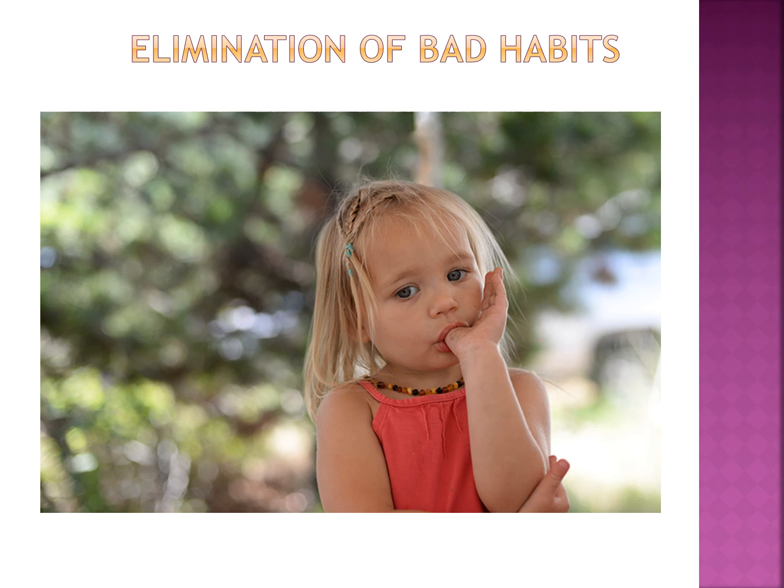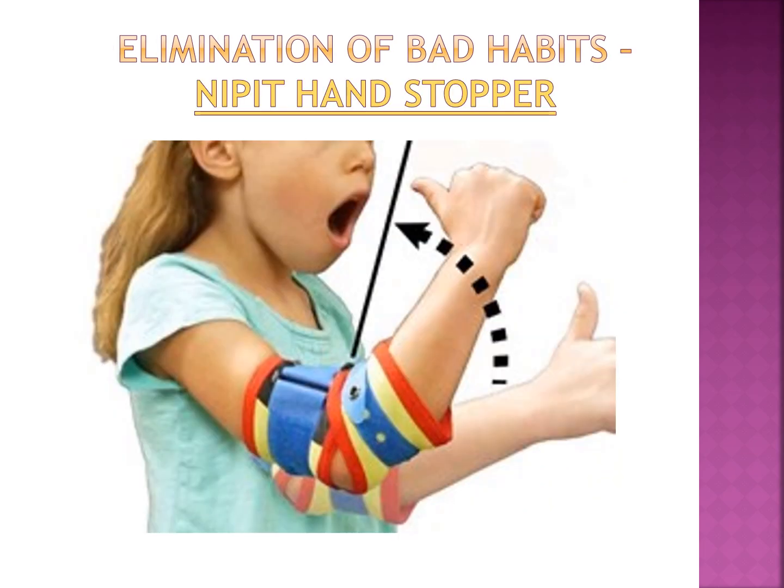But other bad habits, like thumb sucking, we must eliminate ourselves. How can we do it? There are many devices to eliminate this bad habit. For example, the nipped hand stopper.